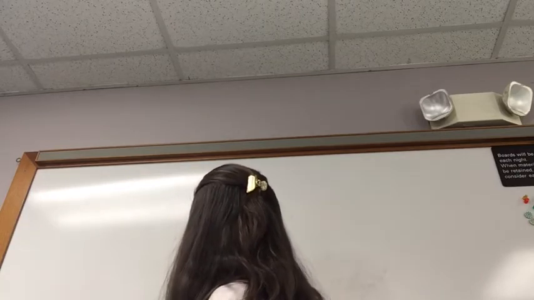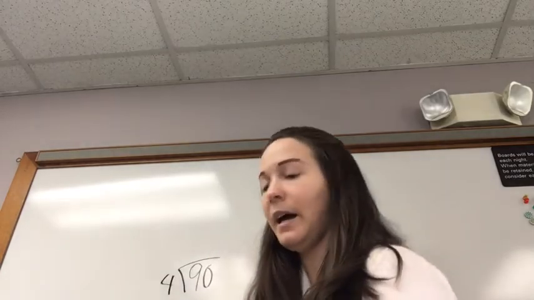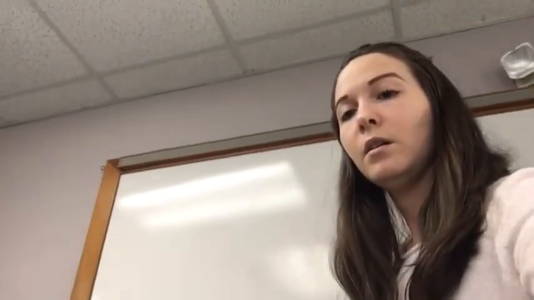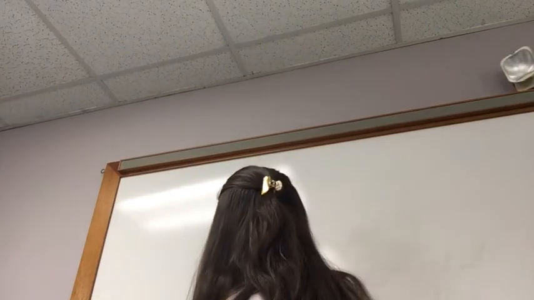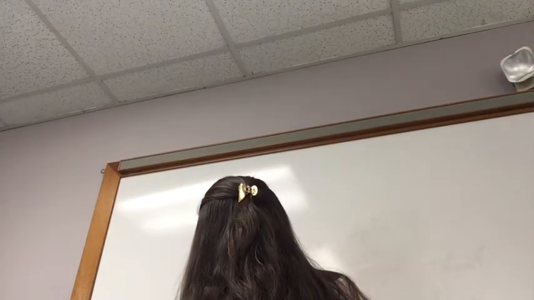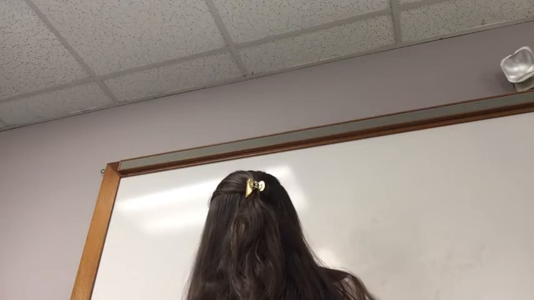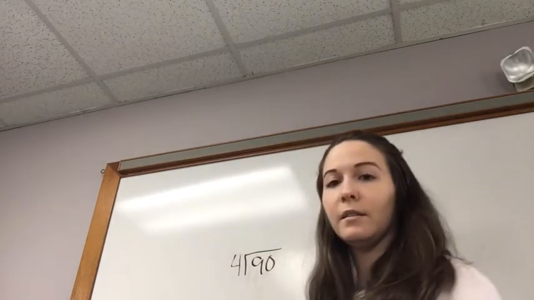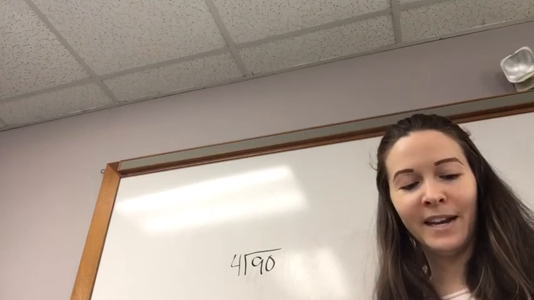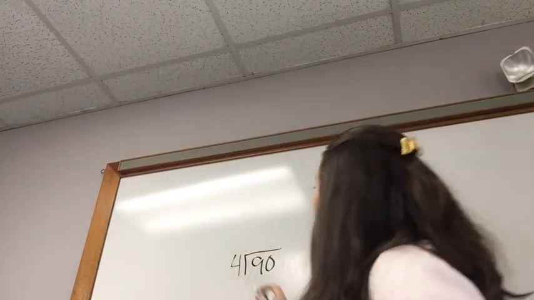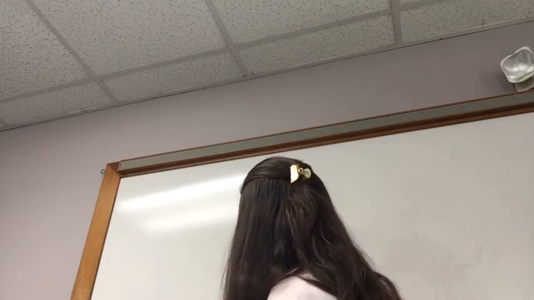Okay, 90 divided by 4, and that is extremely messy. So I'm going to write that again. All right, there we go. 90 divided by 4. So if we do our division, 4 goes into 9, 2 times, this is 8, 2, bring down the 0.